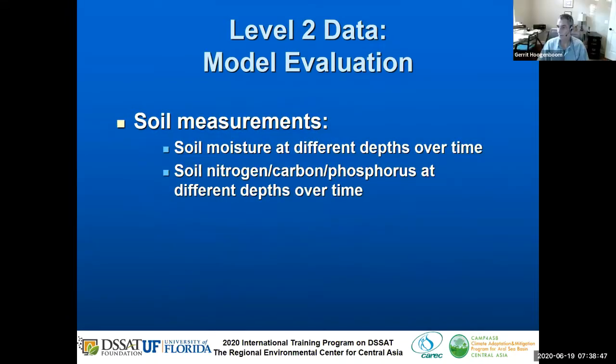Soil measurements, if you're really interested in understanding the soil water balance, if you're looking at irrigation measurements, it would be helpful if that type of information was available as well, measuring soil moisture over time, over different depths. Or if you're interested in the nitrogen balance, then you would be measuring soil nitrogen, phosphorus, or carbon, different depths over time as well.